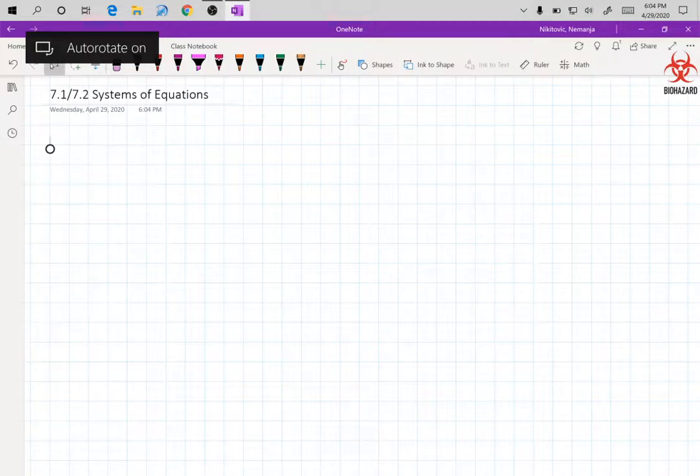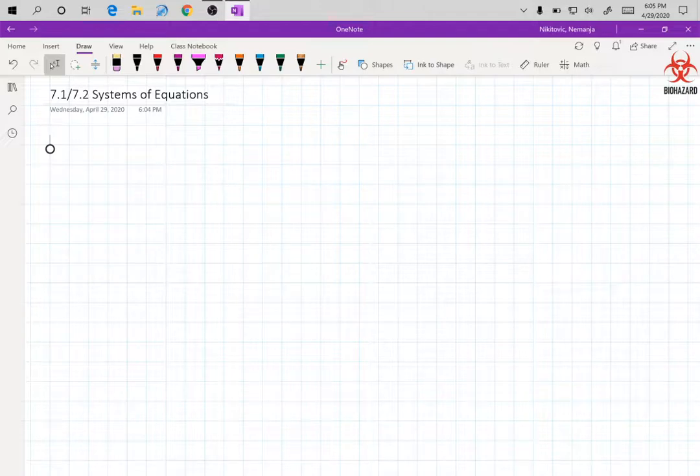We are starting our chapter 7. We only have 3 sections to worry about in this last chapter. And we're going to talk about sections 1 and 2 today. Actually, section 1 is not in the curriculum.